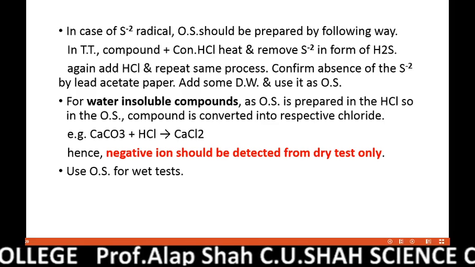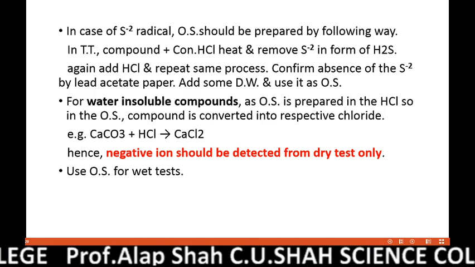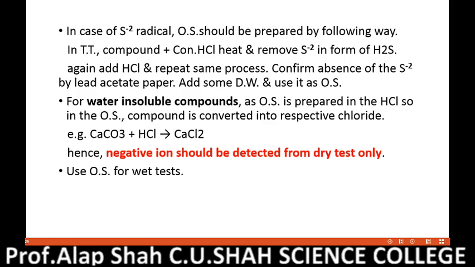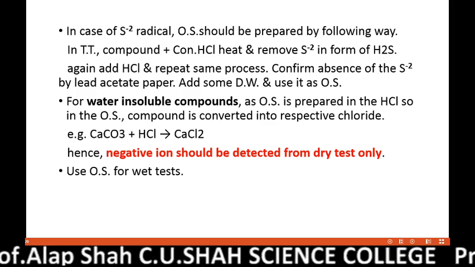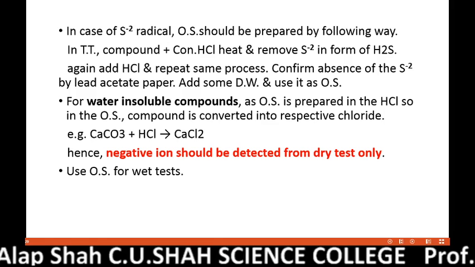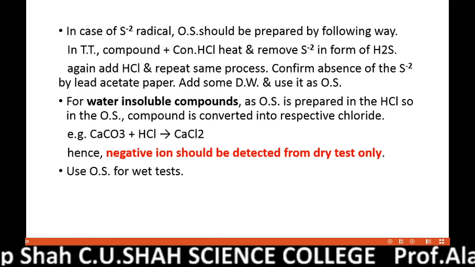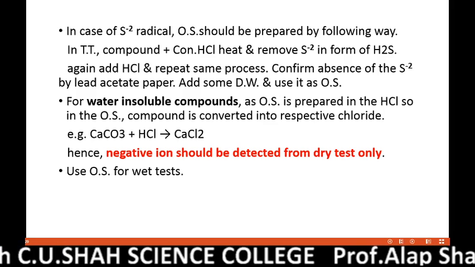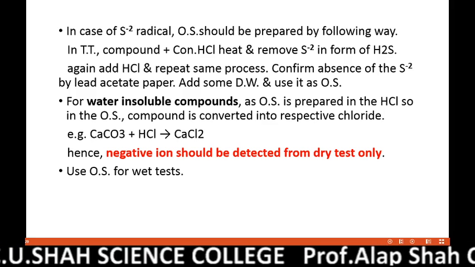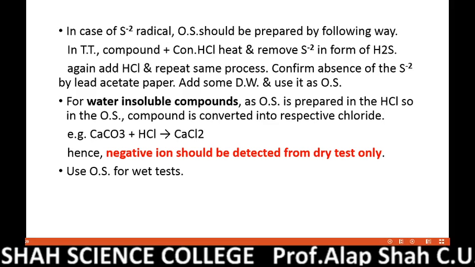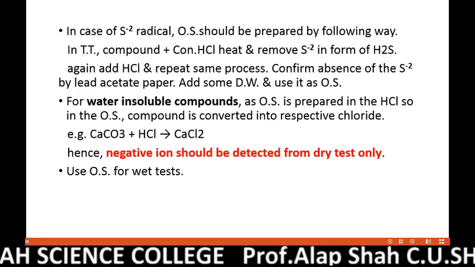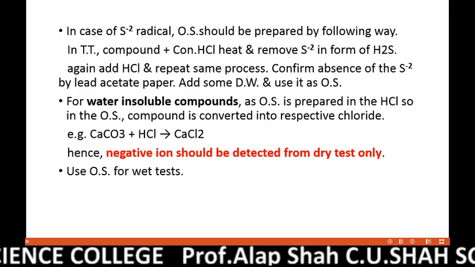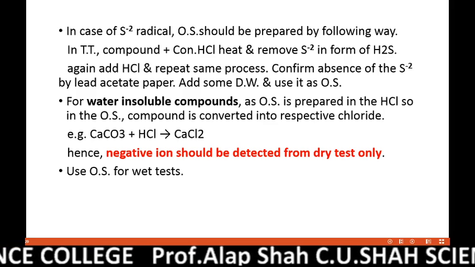Now, if your negative radical is a sulfide, then a slightly different method is used. That method is called heat to dryness. Here in the OS we have to remove the negative radical sulfide. So in a test tube we take the compound and add concentrated HCl. The S2- ion is gradually removed as H2S gas when we heat it. Heat the test tube till everything is dry.